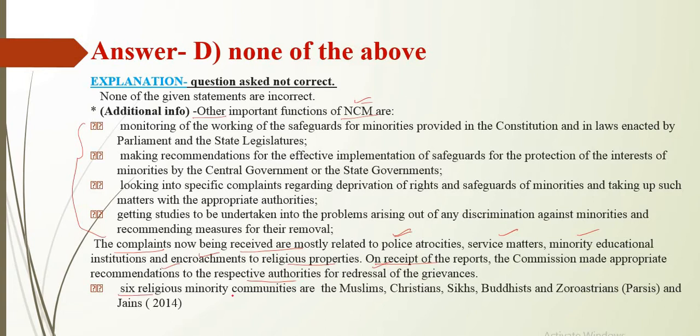And 6 religious minority communities have been identified. Muslims, Christians, Sikh, Buddhism, Zoroastrianism, that is Parsis, and Jain were added in 2014. So now let's move on to the next question.